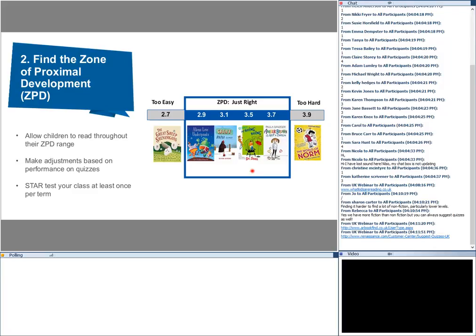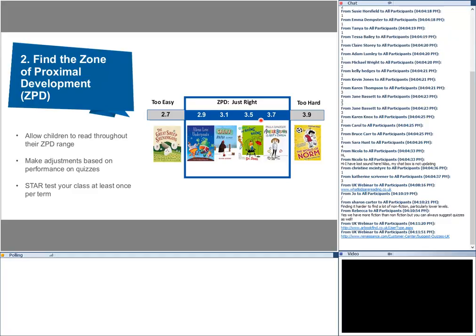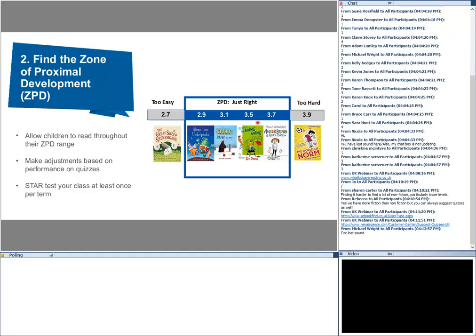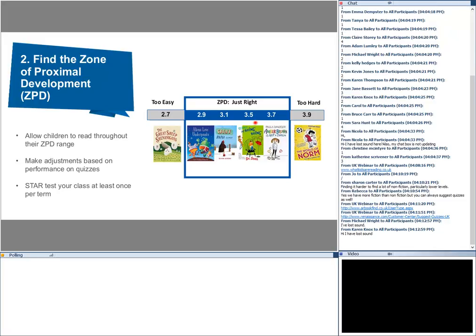Now, the trick of this is not just about giving them free range, but it's about responding to their quizzing results. So, if a child decided to take a quiz on, let's say, Gerald McBoing Boing, which is a book level 3.5, and they pass that quiz, fab. They can move on to harder books, no issue at all. They should be able to choose that book independently. If, however, they don't, then that's the time when you step in and you have that conversation with that child.